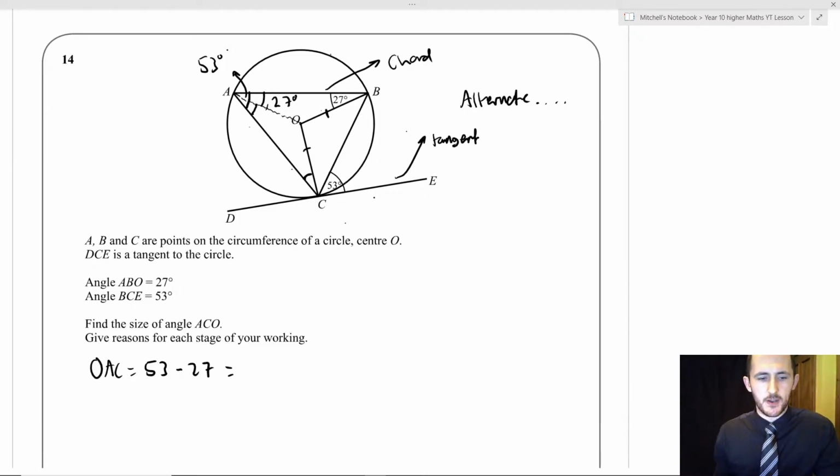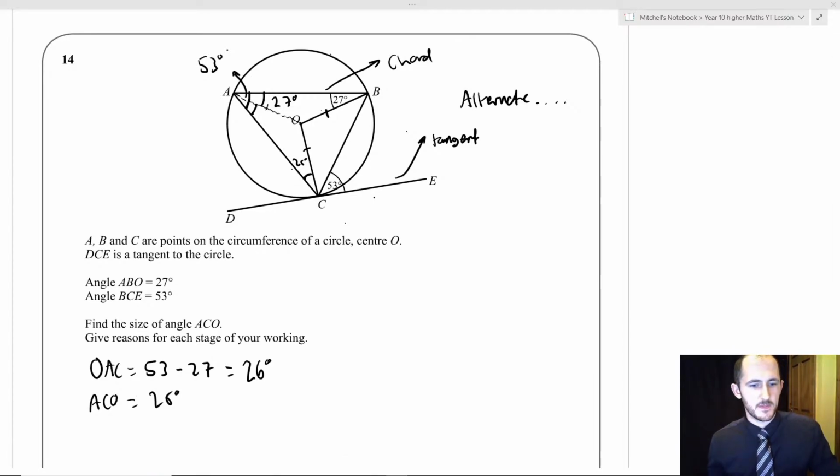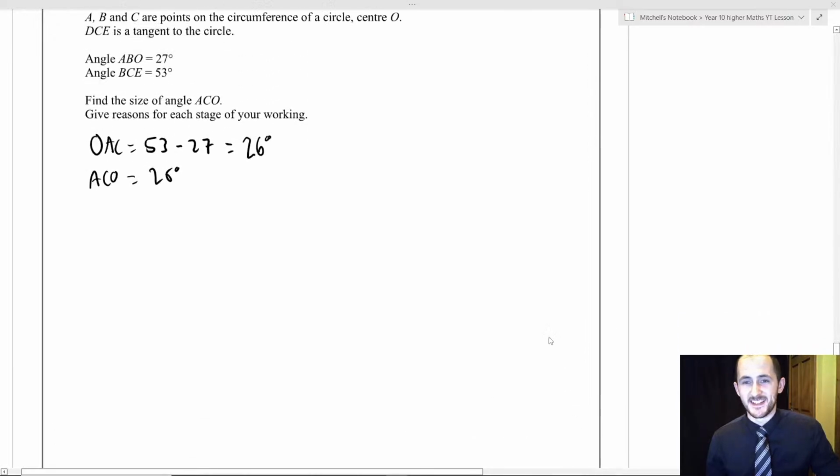I'm taking this a bit slowly, I know, but I'm conscious that I might not be doing this in the most easy to see manner. Okay, good. And because OAC is 26 degrees, then the angle ACO is also 26 degrees because it's an isosceles triangle. Is that all okay? That's the answer, by the way. 4 marks, not bad.